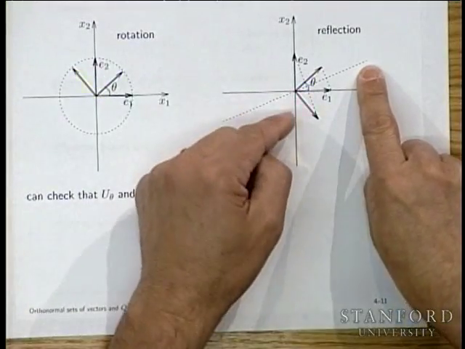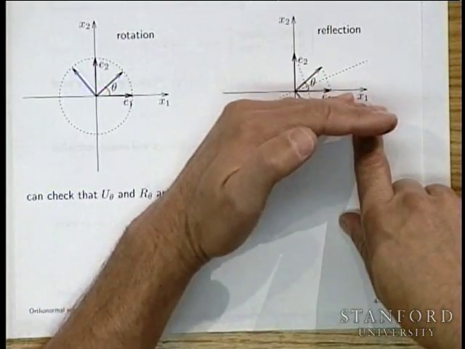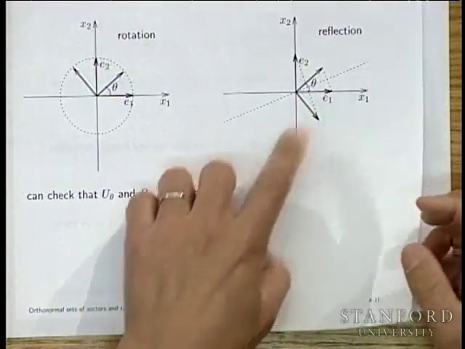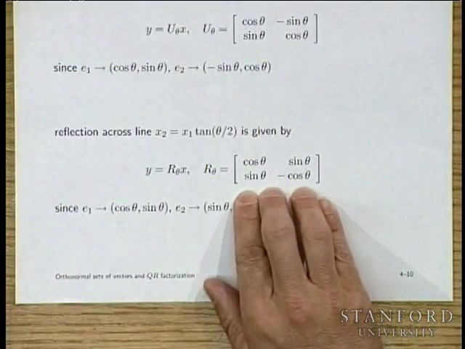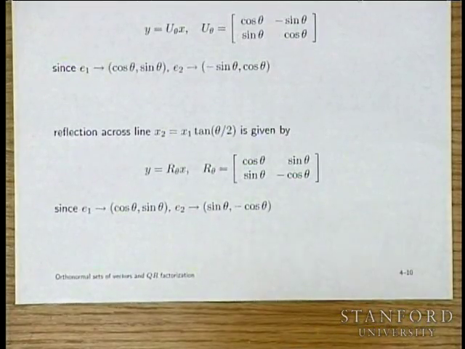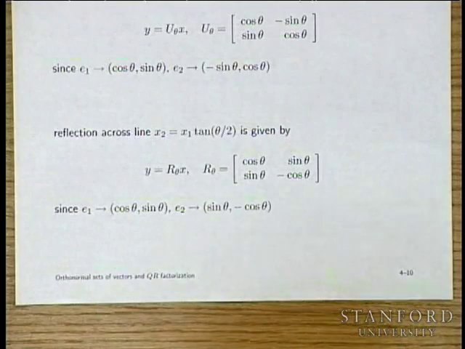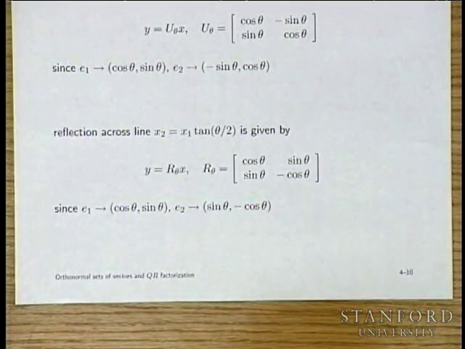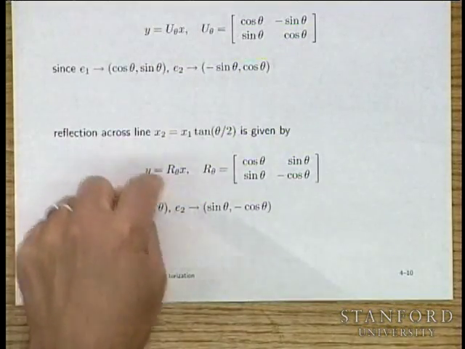If you reflect across this line, which is a line at angle theta over 2, you can work out what happens to e1 and e2, and that gives you this matrix here. It looks very similar to this one. It's also orthogonal, and this one gives a reflection. So that's the picture. Now, in fact, you can show the following: any 2 by 2 orthogonal matrix is either a rotation or a reflection.